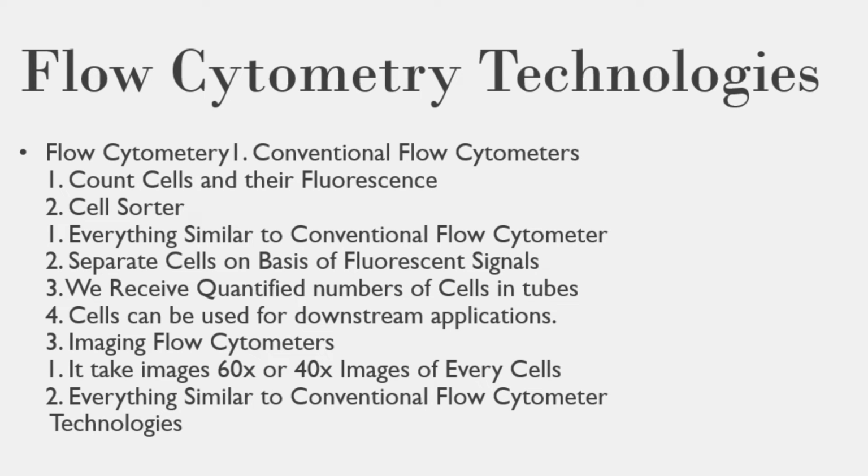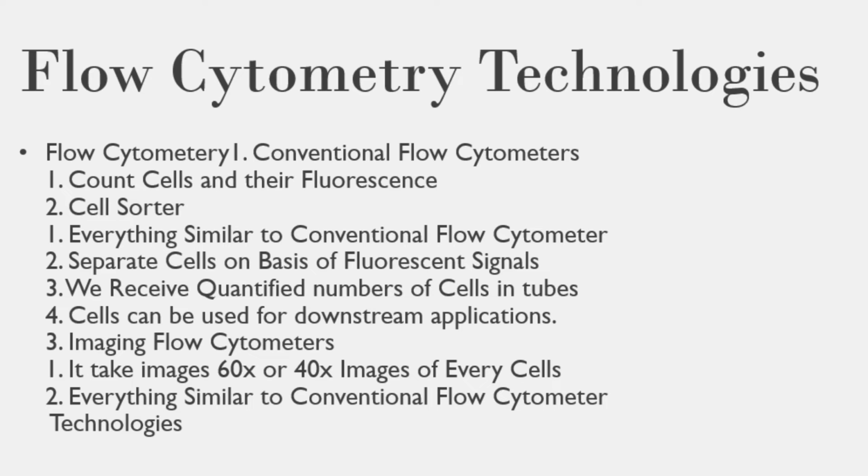Cytometer technology. Where is the flow cytometer technology used? Number 1, conventional flow cytometry, used to count cells and their fluorescence. Number 2, cell sorter. In the case of a cell sorter, everything is similar to a conventional flow cytometer, but it is used to separate cells on the basis of fluorescent signals. We receive a quantified number of cells in tubes, and the cells can be used for downstream application.